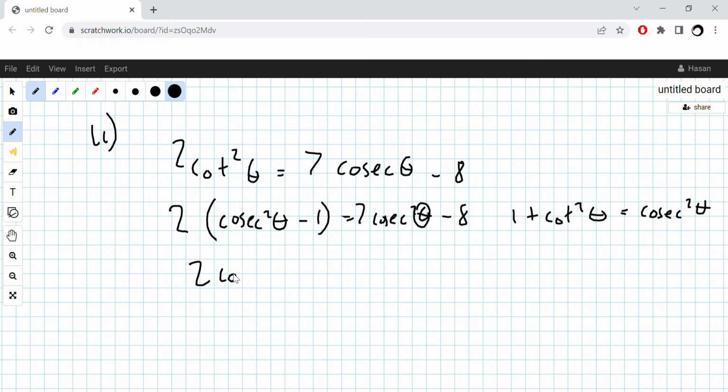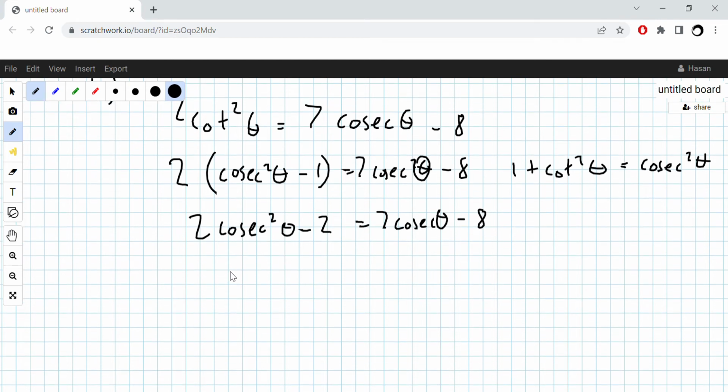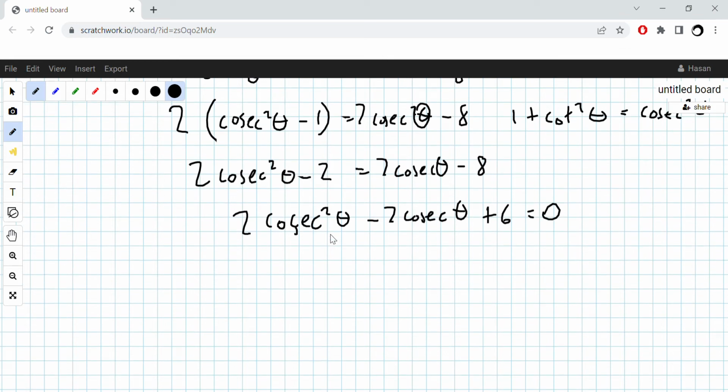Expand the brackets to give you 2 cosec squared theta minus 2 equals 7 cosec theta minus 8. Bring everything to one side, so you're going to have 2 cosec squared theta minus 7 cosec theta plus 6 equals 0. You can see here that you have a nice quadratic.